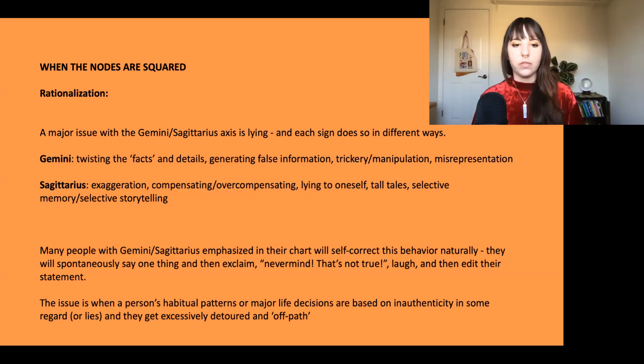So if this is a person's habitual patterns or major life decisions that are based off of overriding their intuition, not trusting themselves, thinking that they're fine with something and rationalizing why something is beautiful even when they don't feel good about it, and just kind of accruing and accruing and accruing, or going down these different turns of paths that have nothing to do with where they want to be.